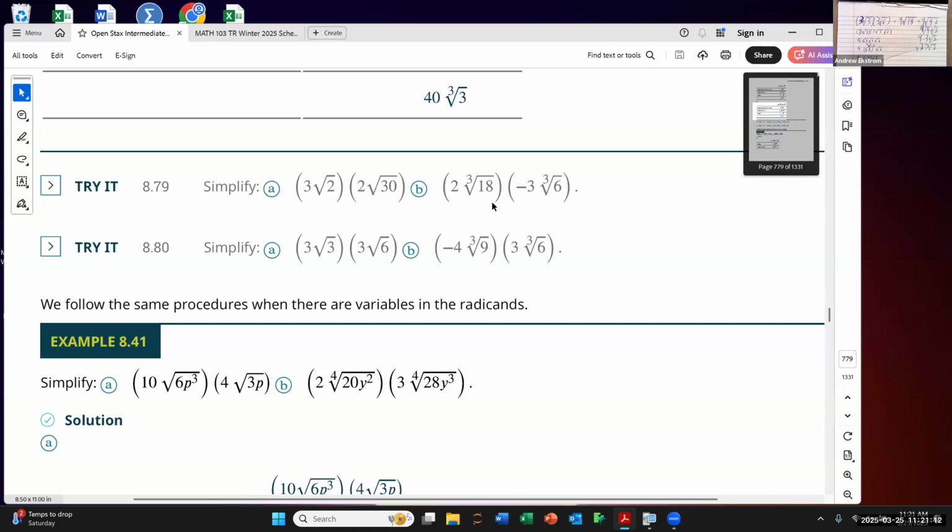With the next problem that we have on here, it's basically the same type of problem. So I've got -4 times the cubed root of 9 times 3 times the cubed root of 6.